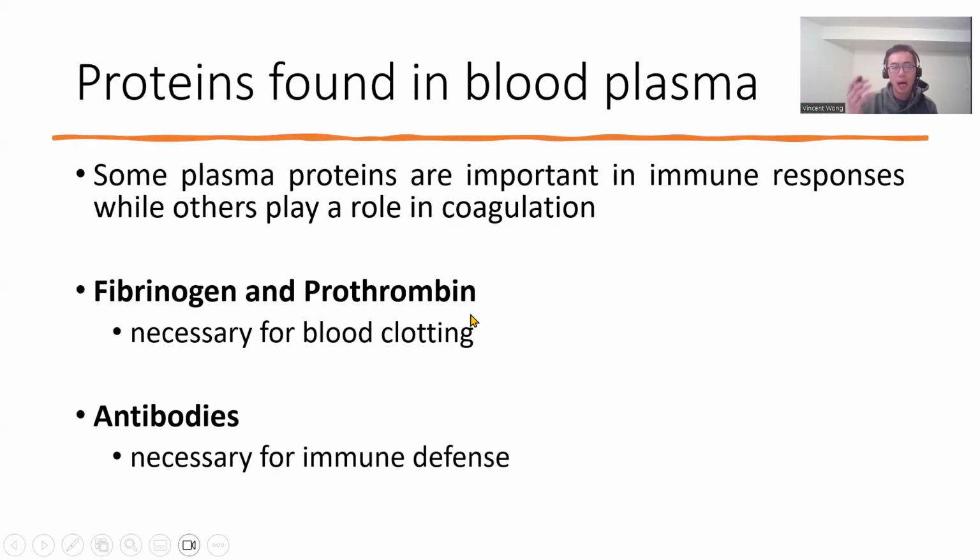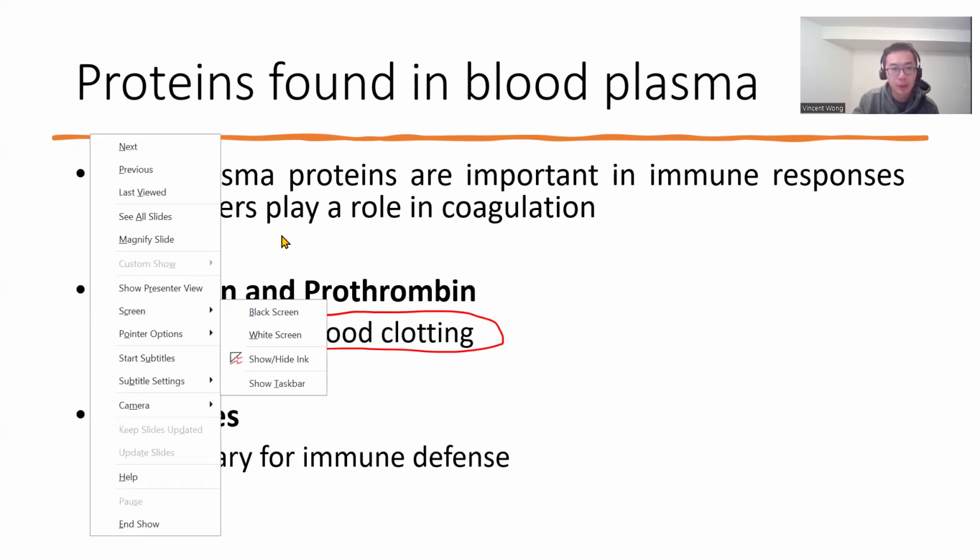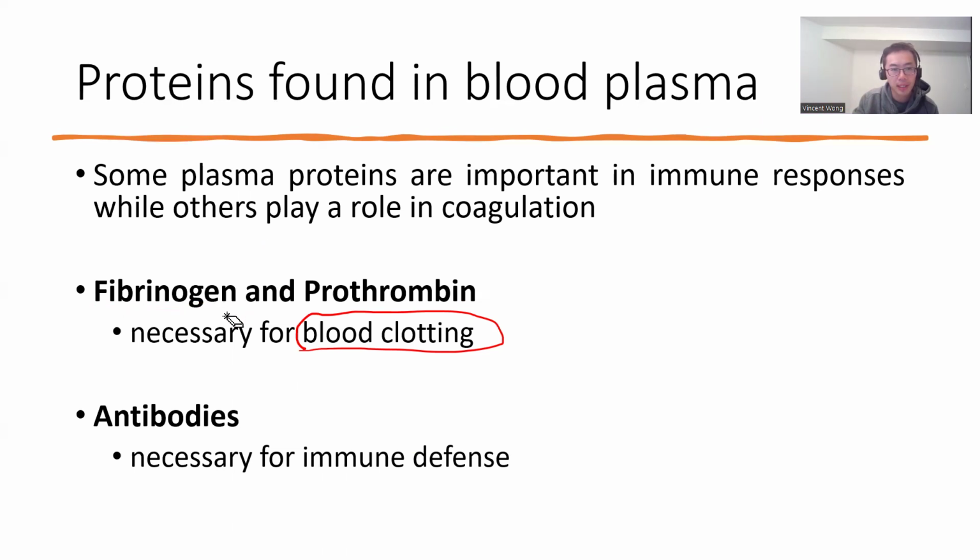Okay, so other plasma proteins include ones that are necessary for blood clotting. I already told you, platelets play a role in blood clots, but they don't do it alone. There needs to be some proteins to help you along the way. Here are two examples. One of them is called fibrinogen, and the other one is called prothrombin. I know it's a lot of terms, but just recognize it for now. I'll explain more later when we get there.